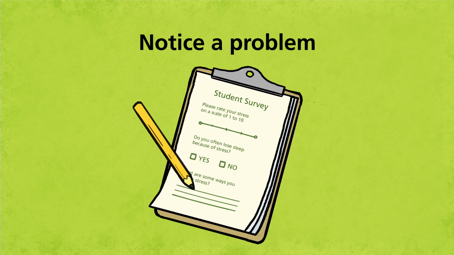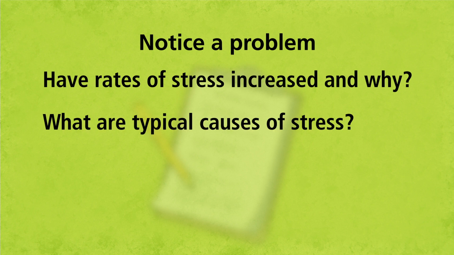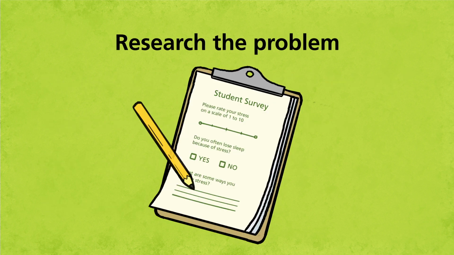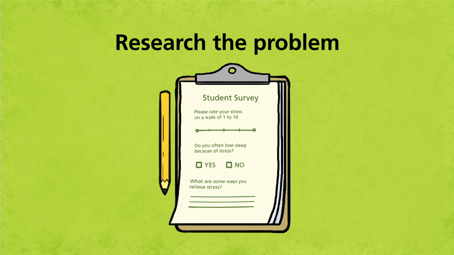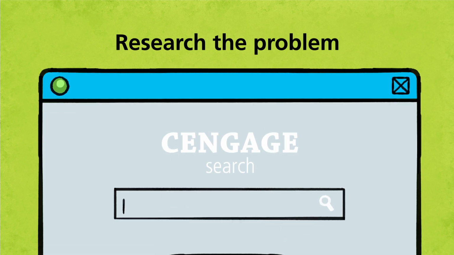You observe fellow students and ask different questions. Have rates of stress increased around campus? What are typical causes of stress? What are the effects of stress? What can be done about it? Second, research the problem to see if your observations about stress can be confirmed. Combine primary research, such as student interviews, with information collected from secondary sources.